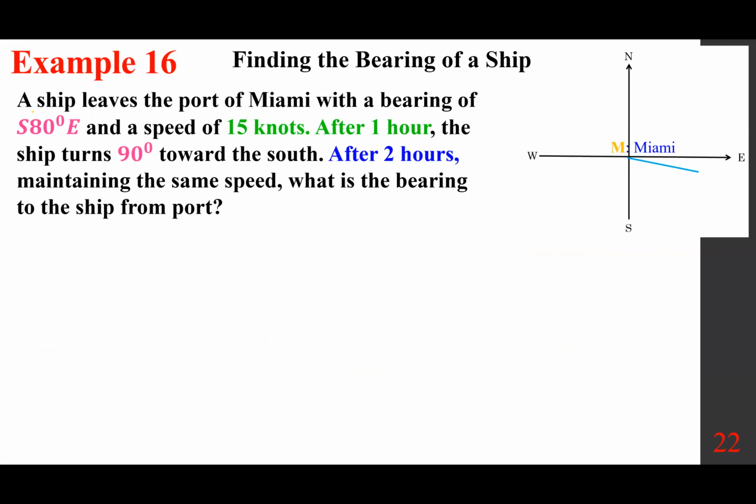Could somebody read this, please? The ship leaves the port of Miami with a bearing of south 80 degrees east and a speed of 15 knots. After 1 hour, the ship turned 90 degrees towards the south. After 2 hours, maintaining the same speed, what is the bearing to the ship from port? Excellent. Well, let's see what we have to do. Again, here's the drawing. M represents the location for Miami.